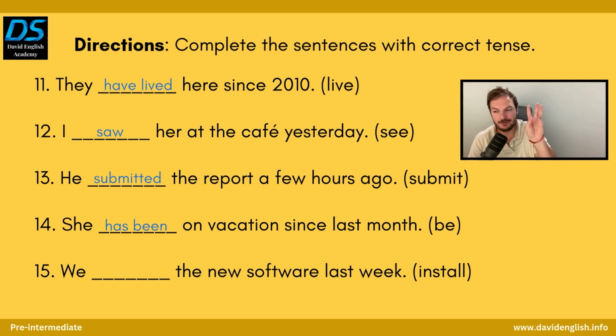Remember, the verb 3 for be is been. 15, we the new software last week. Last week is finished. We installed the new software last week. If you want to say present perfect, then don't put a time in there at all and say we have installed the new software as an accomplishment. And again, it doesn't matter when it happened.